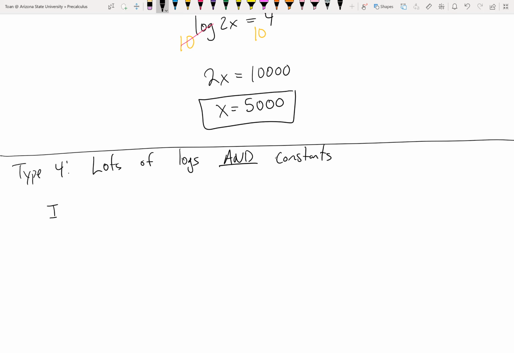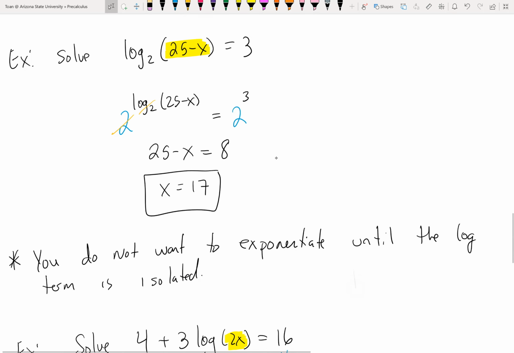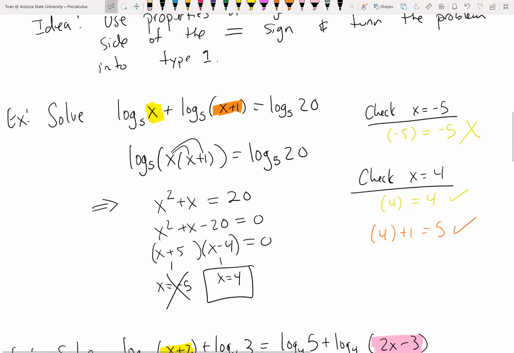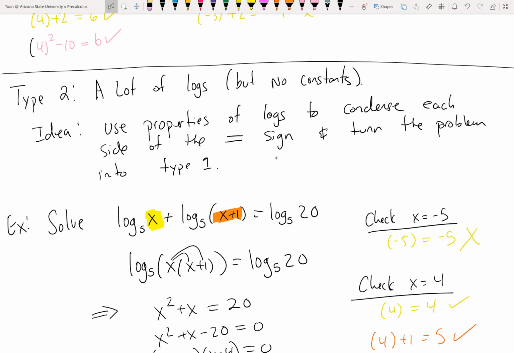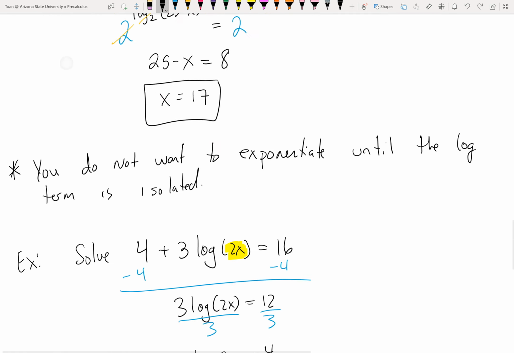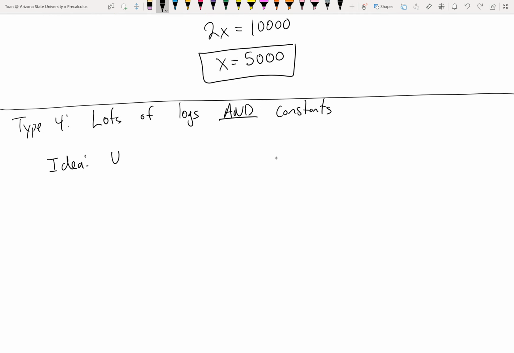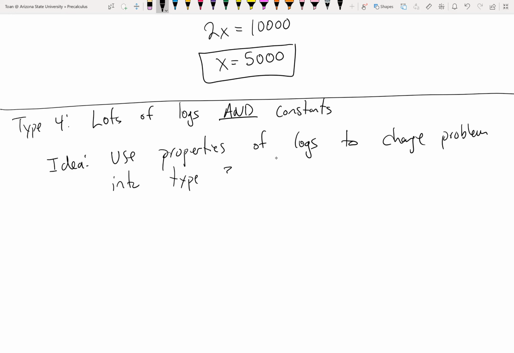Well, in type 2, the idea was, hey guys, we're going to change this into a type 1 problem by using properties of logs. Guess what? It's going to be the same idea. The idea for this guy is use properties of logs to change the problem into a type 3. So basically, if you can solve a type 1 and a type 3 problem, you can solve all the log equations you want.